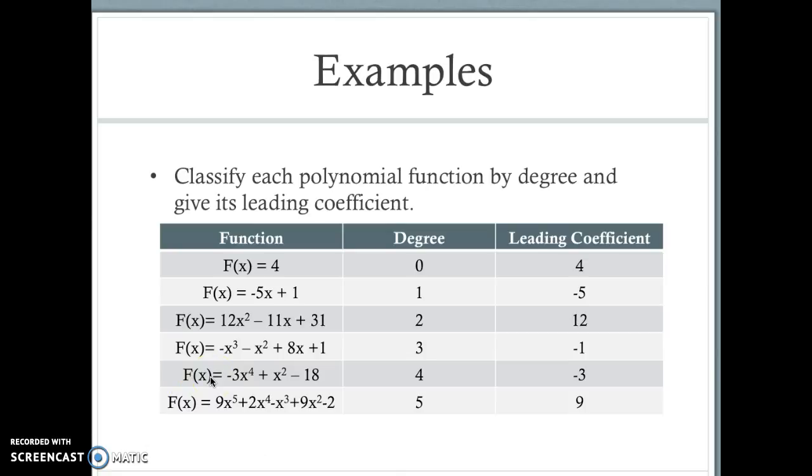Next, we have the function f(x) = -3x^4 + x^2 - 18. So our highest exponent is 4, which is also our degree. And our leading coefficient would be the -3 that's attached to that 4. Number 5, our next one, is f(x) = 9x^5 + 2x^4 - x^3 + 9x^2 - 2. Well, we have a lot of exponents here, but we're still looking for the biggest exponent, and in that case it's 5. So our degree is 5, and our leading coefficient is the 9 that's attached to that 5.